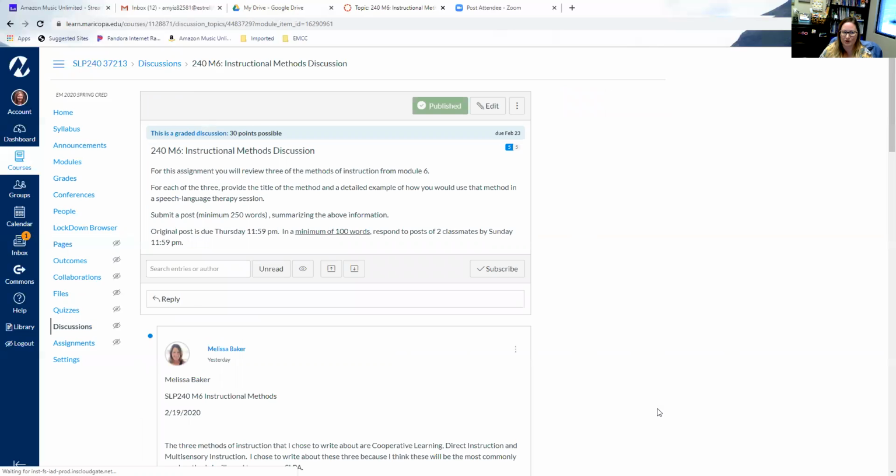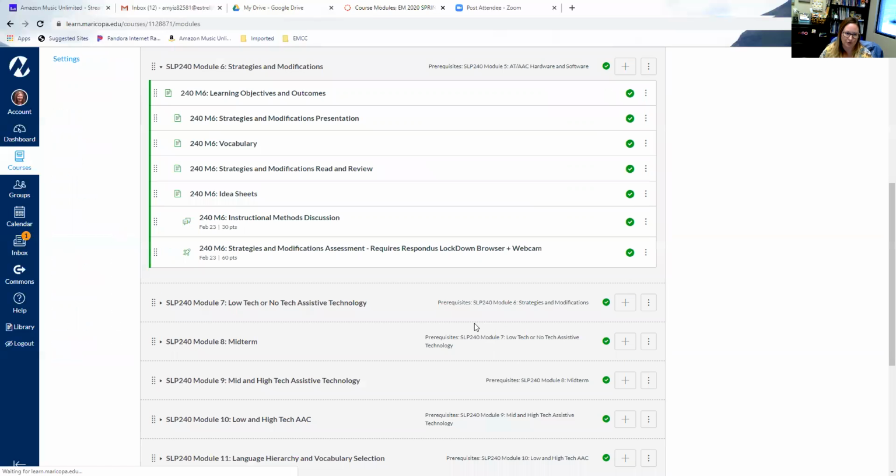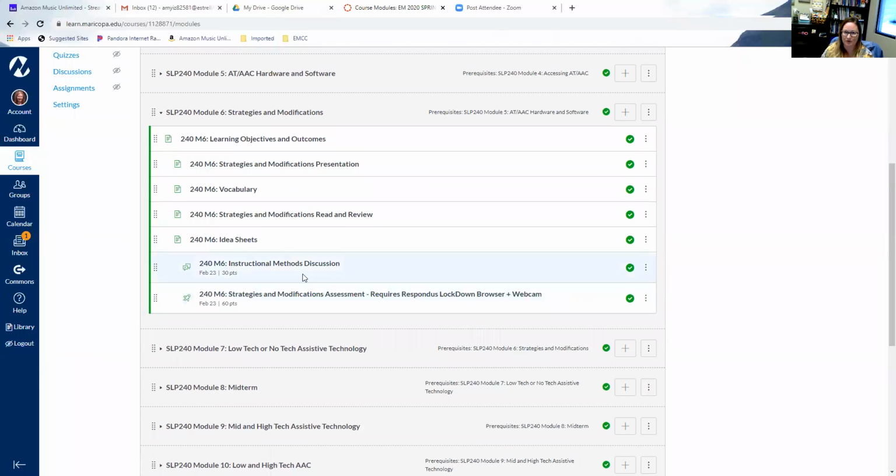And then within the course, you will also use that as well. So you can use it in the future modules. So within here, you have an instructional methods discussion. So that is your first assignment. And then you have a strategies and modification assessment. There is no note card allowed on the assessment, so you should be able to complete that assessment based on the read and review information from the presentation, as well as the information from those instructional methods in the articles to be able to complete your assessment for this module.